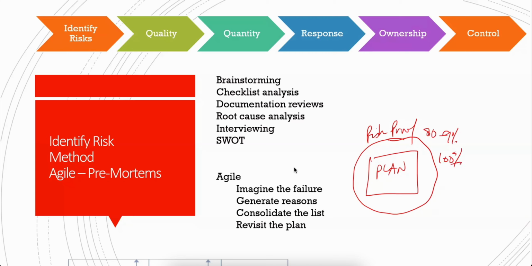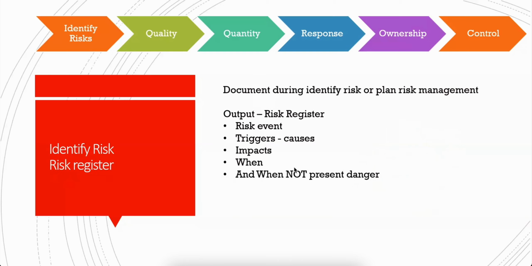All right. So here we're talking about where we're putting the risk. We're going to put it in the risk register. The risk register, if you open it up, has risk event, triggers. Triggers are important. Triggers are like signs, or causes, or signs.